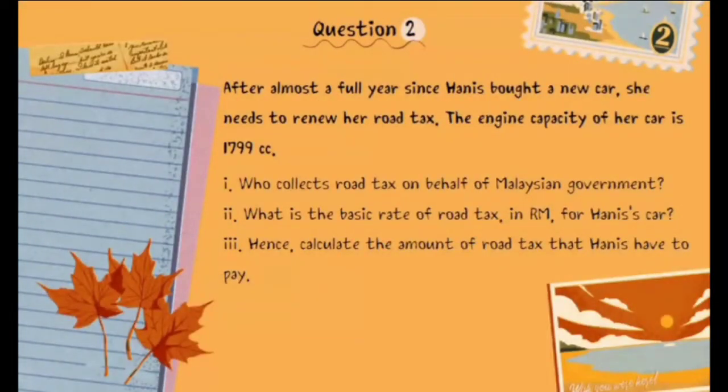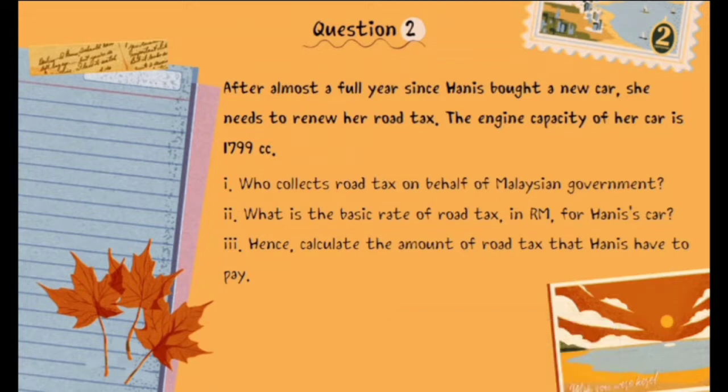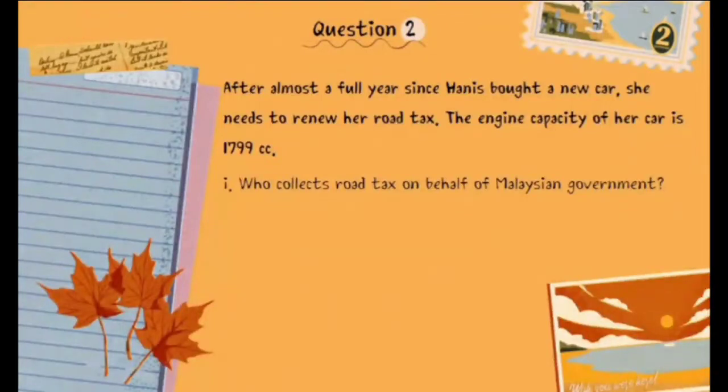I'm Jaroe and I would like to talk about question 2. After almost a full year since Hanis bought a new car, she needs to renew her road tax. The engine capacity of the car is 1,799 cc. In this sentence, we know that the engine capacity of Hanis' car is 1,799 cc. Let's look into the 3 questions that it needs.